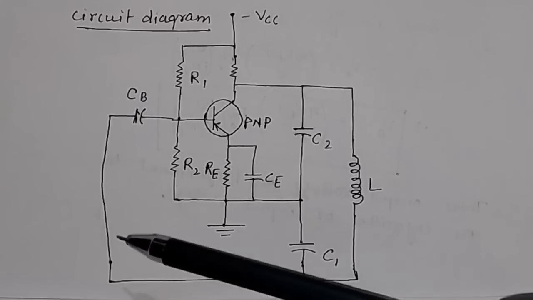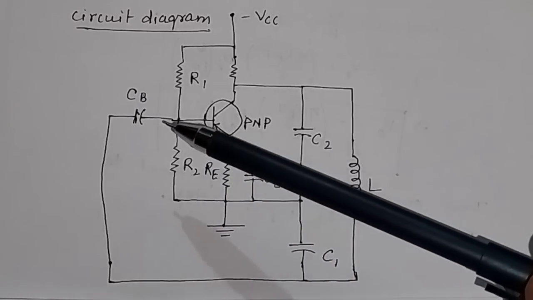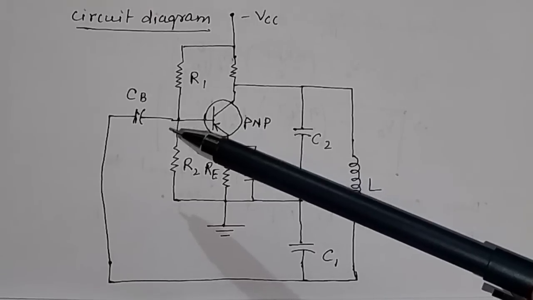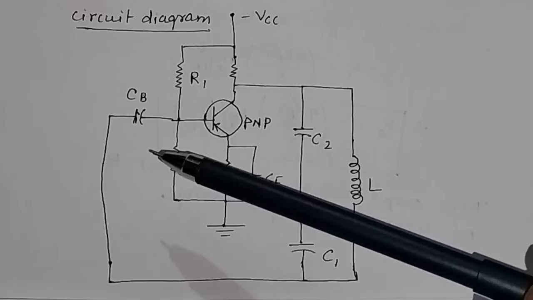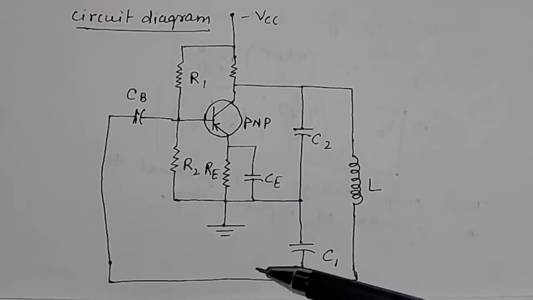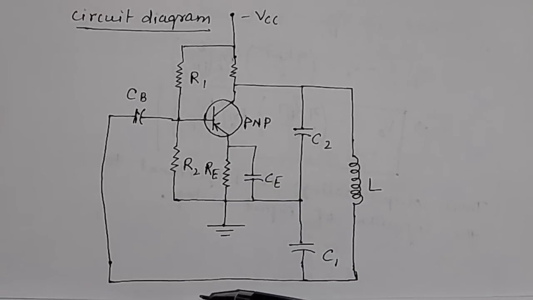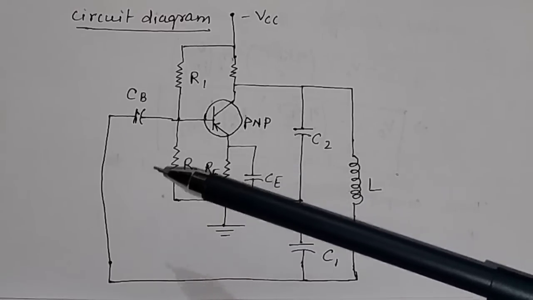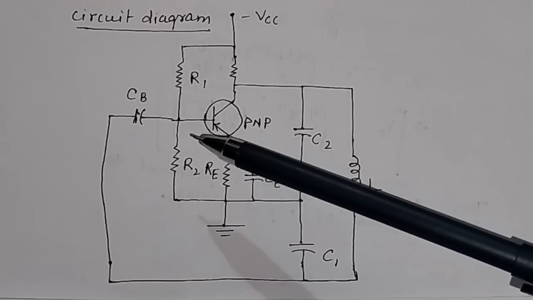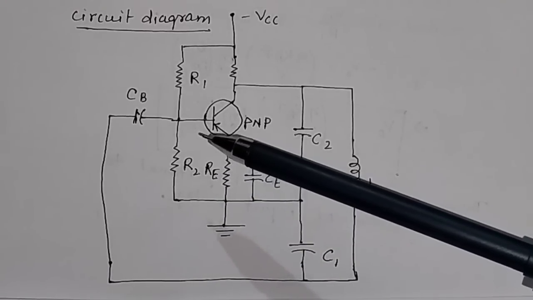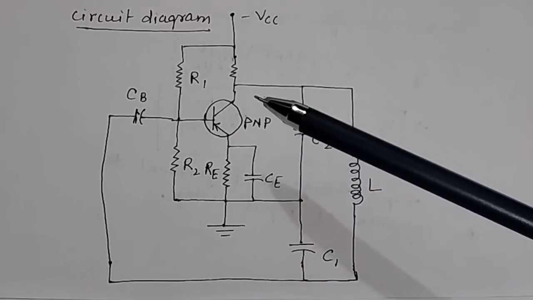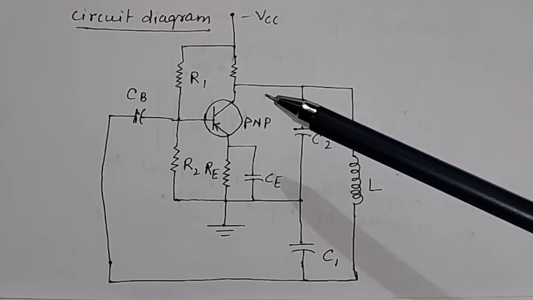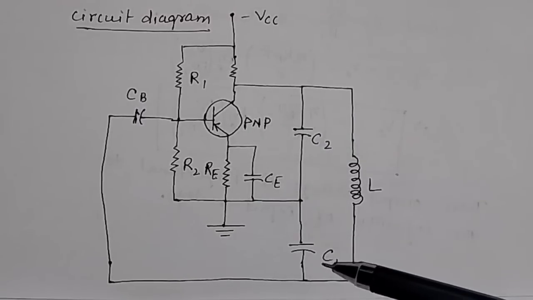So when you give the feedback to the input of this transistor, the phase shift will be equal to 0 degree or 360 degree. That is why you are introducing a positive feedback to this transistor. When you give positive feedback, you will get sustained oscillation. A positive feedback will produce a sustained oscillation.